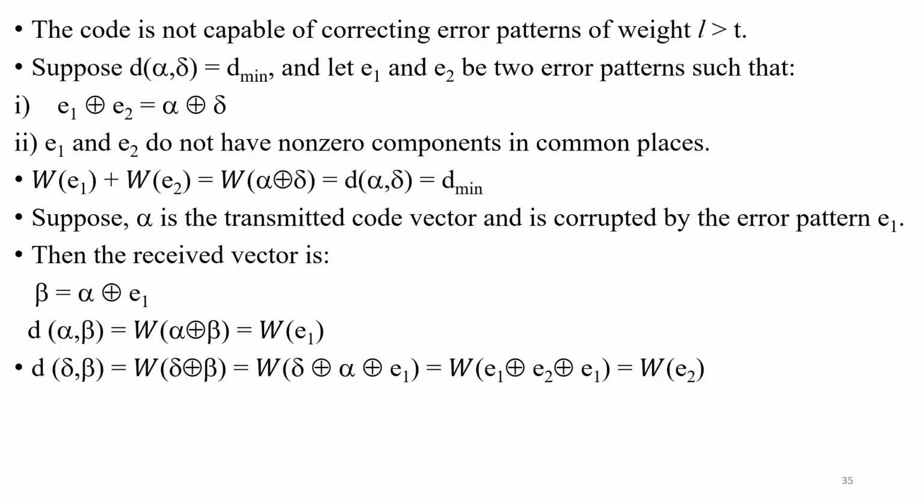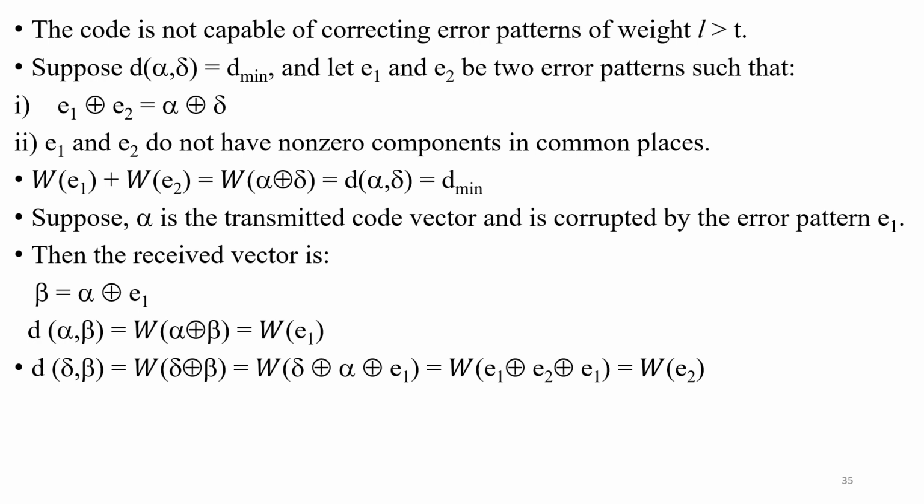The code is not capable of correcting error patterns of weight L greater than T. Suppose D of alpha delta equals dmin and let E1 and E2 be two error patterns such that E1 plus E2 equals alpha plus delta. E1 and E2 do not have non-zero components in common places. That is, weight of E1 plus weight of E2 equals weight of alpha plus delta, which equals D of alpha delta, which equals dmin.